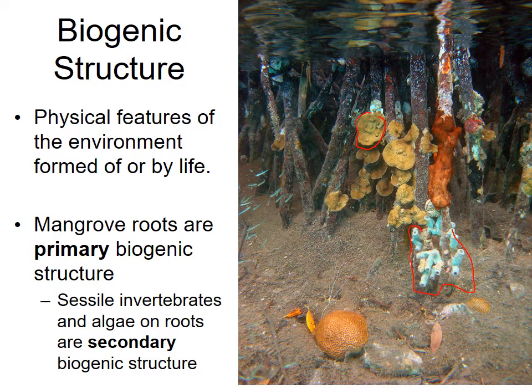So as these organisms settle on the existing biogenic structure, they're creating even more biogenic structure and creating quite a structurally diverse environment. So we consider in this situation that the mangroves are the primary biogenic structure because they're the underlying living structure here, and that the sessile invertebrates like the corals and algae and sponges on the roots are secondary biogenic structure adding on top of the primary biogenic structure.